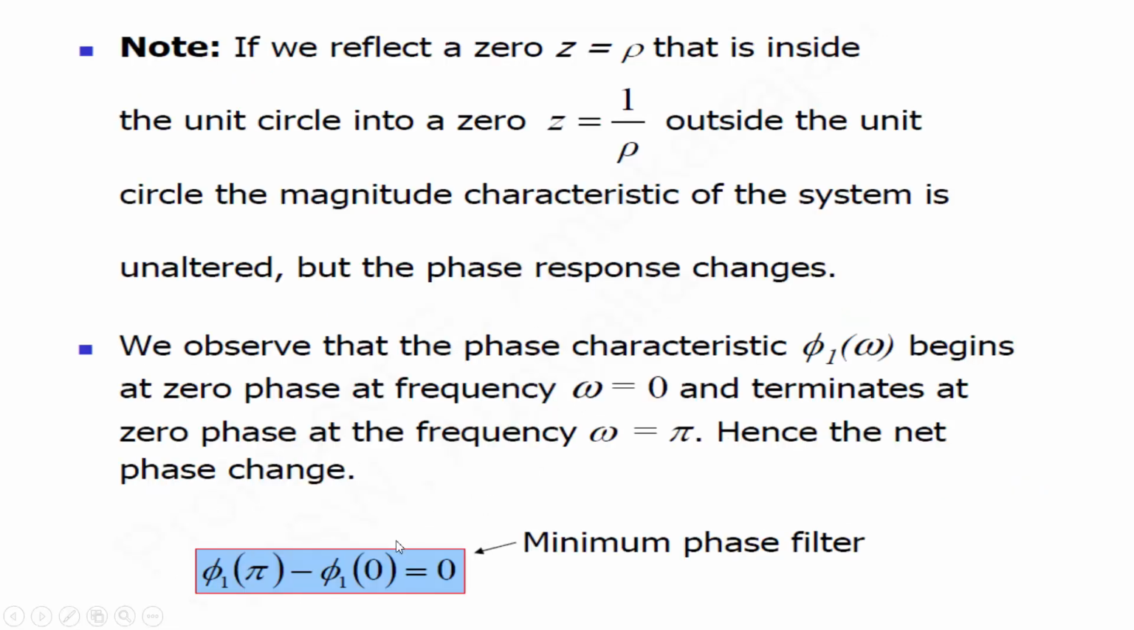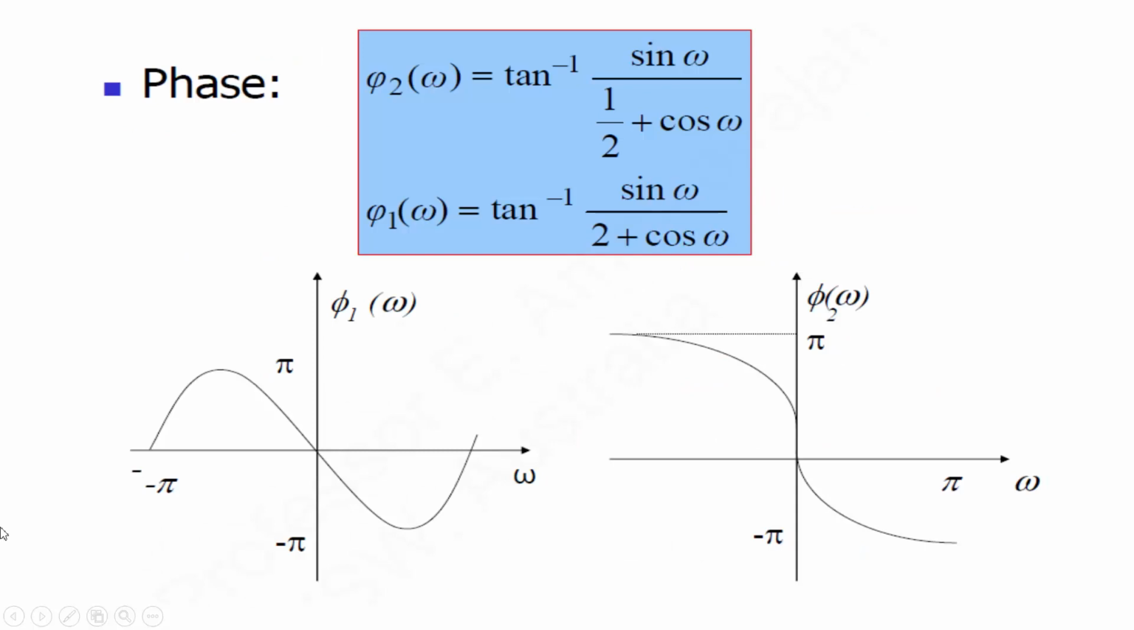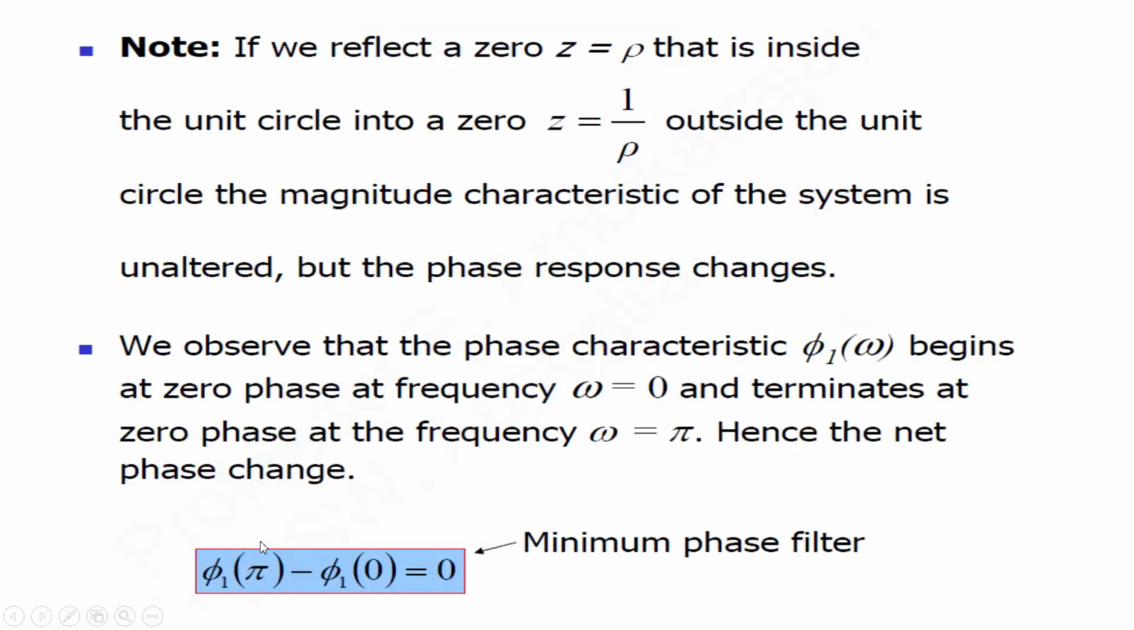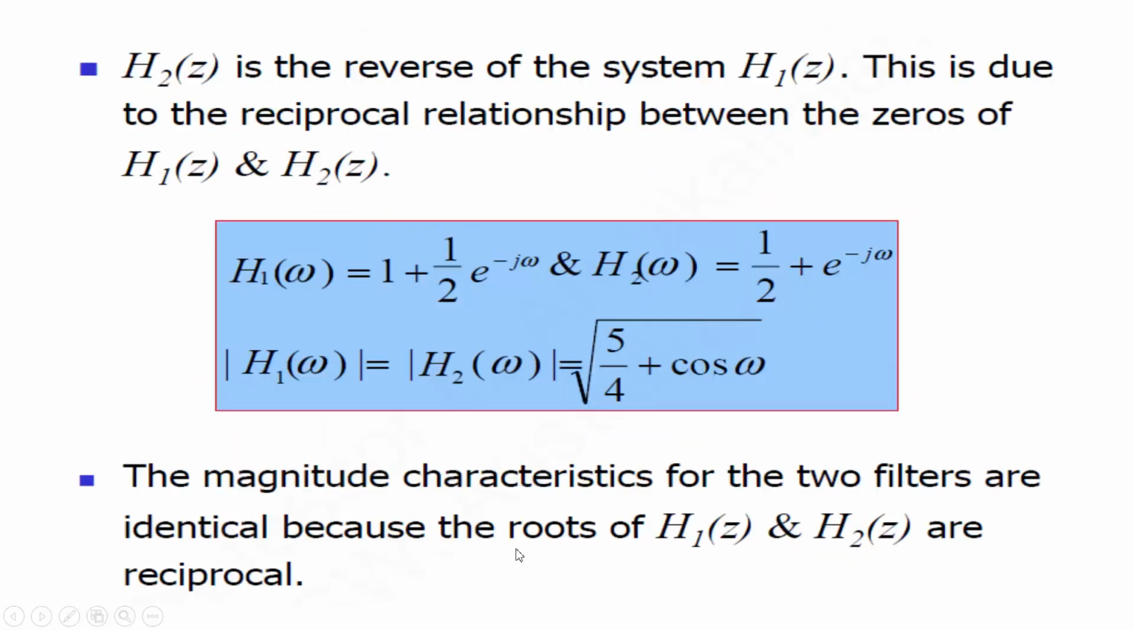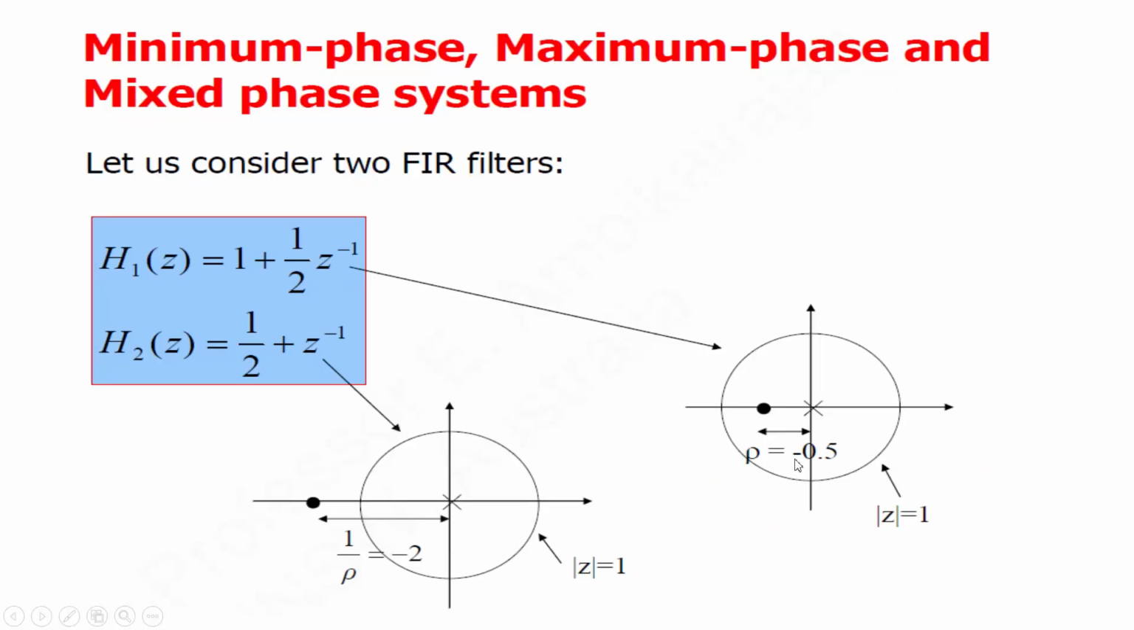Hence the net phase change from phi 1 pi to minus phi 1 0 is 0. So if you look at the phase response of this first system, you will see that the phase starts from 0 at omega equal to 0, and ends at 0 at omega equal to pi. So what is the net phase change? Net phase change is 0. This type of system is known as minimum phase filter. What is minimum phase filter? When the zero is inside the unit circle.